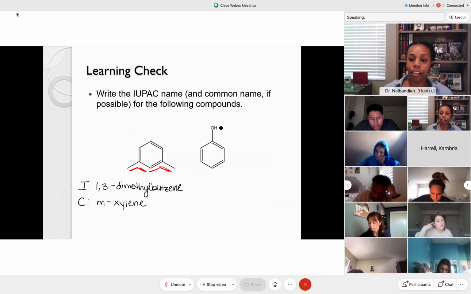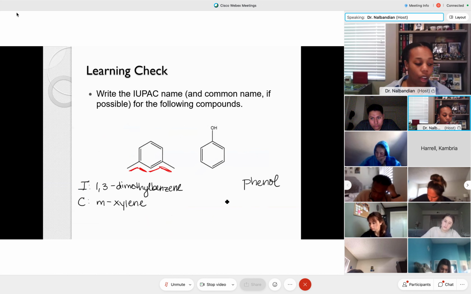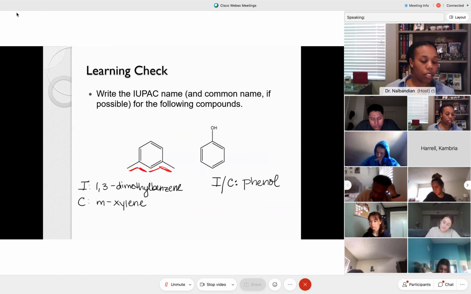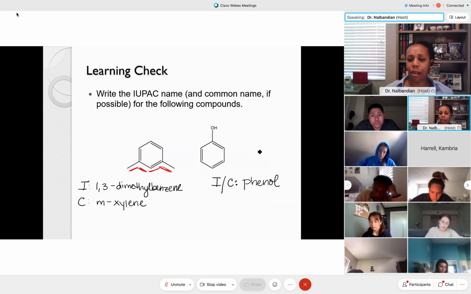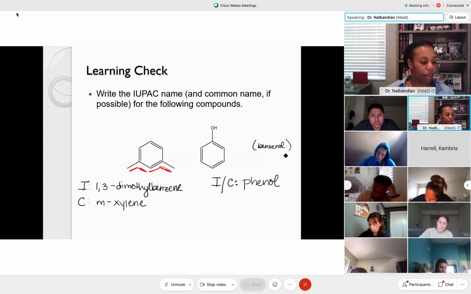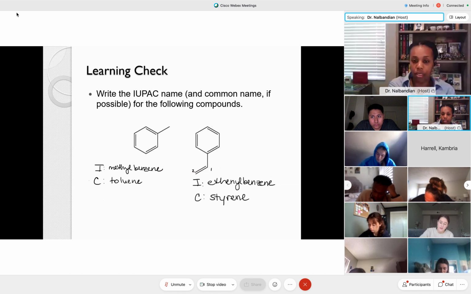Then we have here a benzene ring with OH on it. You need to recognize that as phenol, and phenol is acceptable for IUPAC and common. The solutions manual might write benzenol, but ignore that. Write phenol instead. We're going to write phenol as IUPAC and common. Questions on these 4, on the previous slide or here?